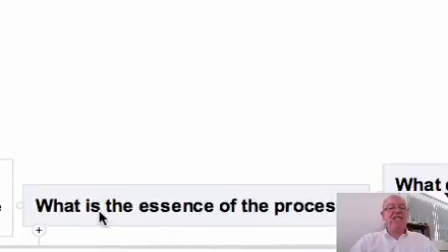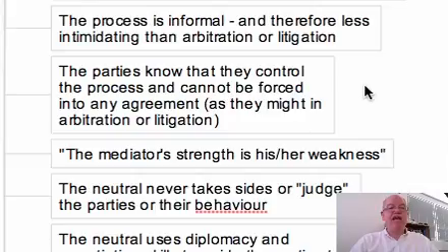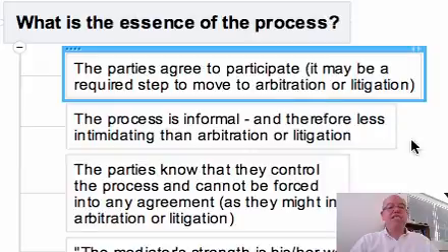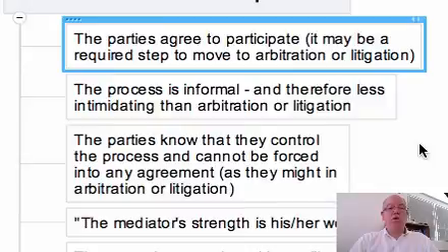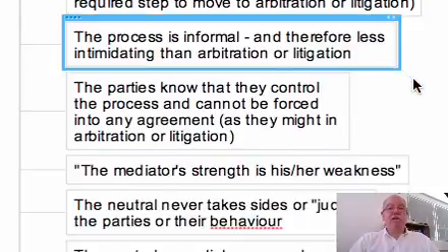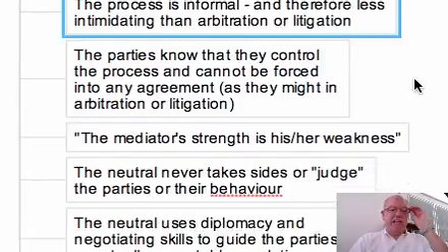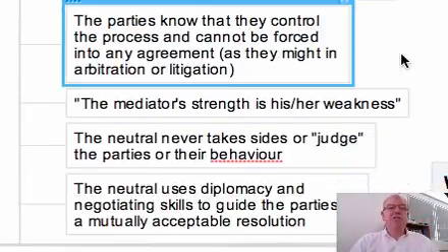So what is the essence of this process that I've described in the abstract? Well, we start off with the parties agree, or perhaps they're obliged to participate in the process. It might be a required step before you move on to arbitration, adjudication, or litigation. The process is informal. It can be conducted by telephone, it could be conducted by post, it could be conducted in person. It's therefore less intimidating than either arbitration or litigation. The parties know that they can control the process. They can't be forced into any agreement, as they might be in arbitration or litigation.